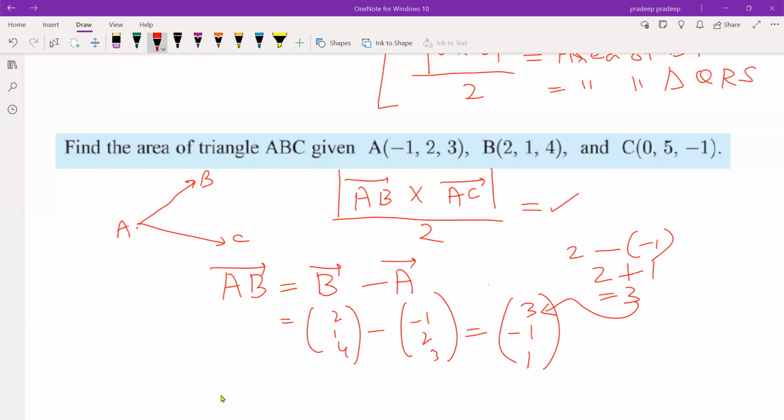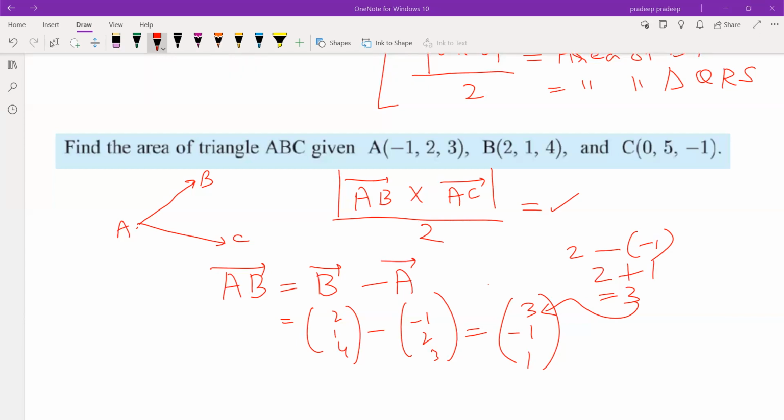So I got root 41. Root 41. Let me just check. And Somil, what's your answer? So I got root of 270 by 2. So is the 2 inside the root or outside the root? Root of 270 whole upon 2. Okay, so which means the 2 is outside the root.